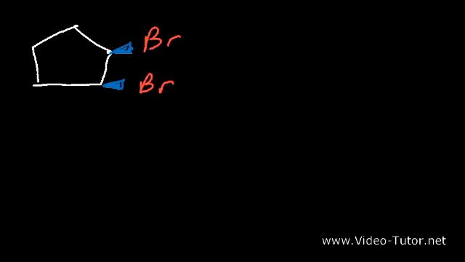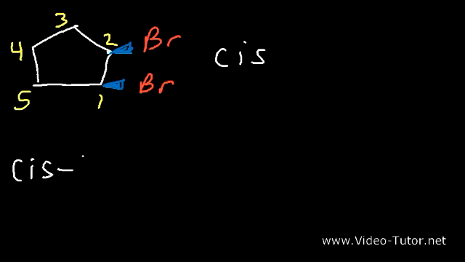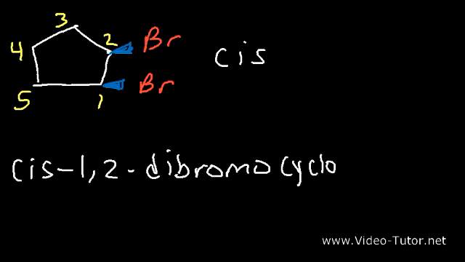So if that's the case, how can we name this particular compound? Since both bromine atoms are on the wedge, we have the cis isomer. And we have a total of 5 carbons in a ring. So this is going to be called cis-1,2-dibromocyclopentane.